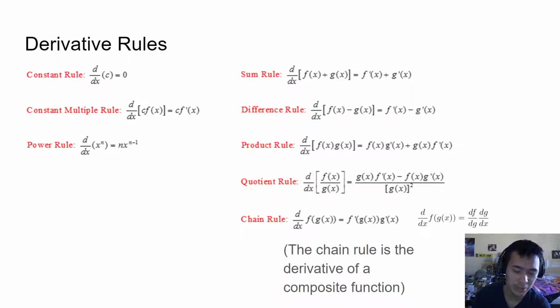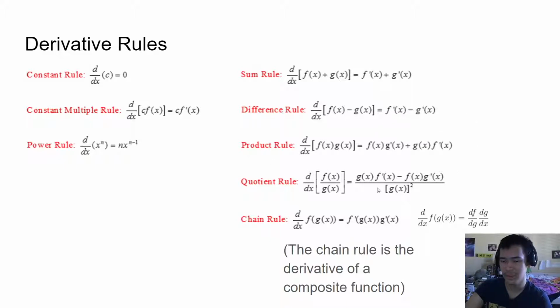A constant just stays the same. And since it stays the same, there's obviously no change, so it's just going to be equal to 0. Now, the constant multiple rule is when you multiply a function by a constant and take the derivative, it's the same as taking the derivative of the function and then multiplying by the constant. Now, your other rules are also good to know.